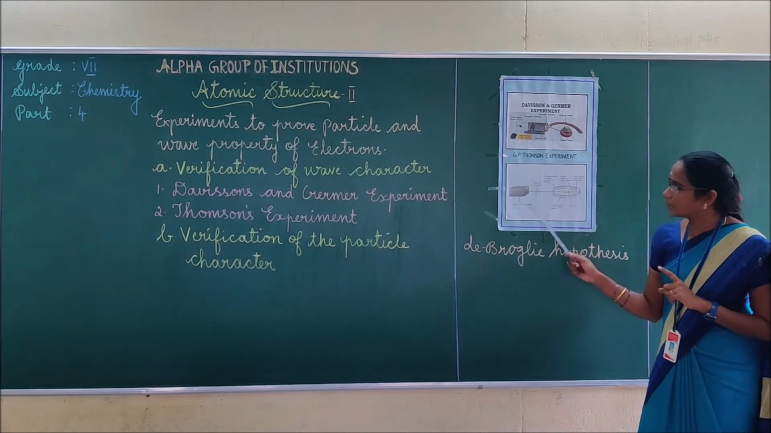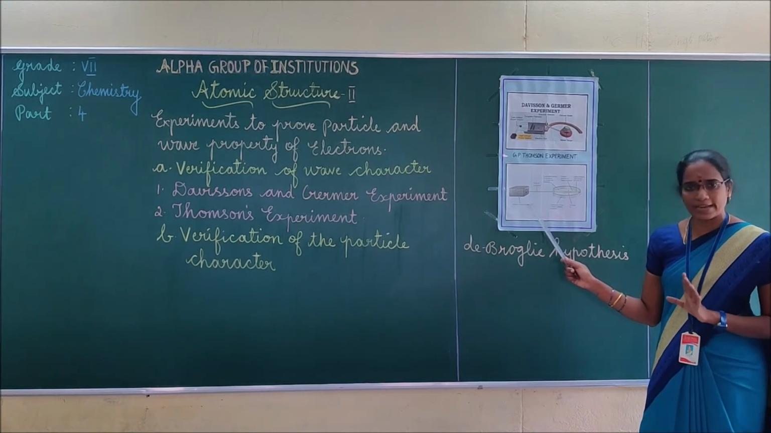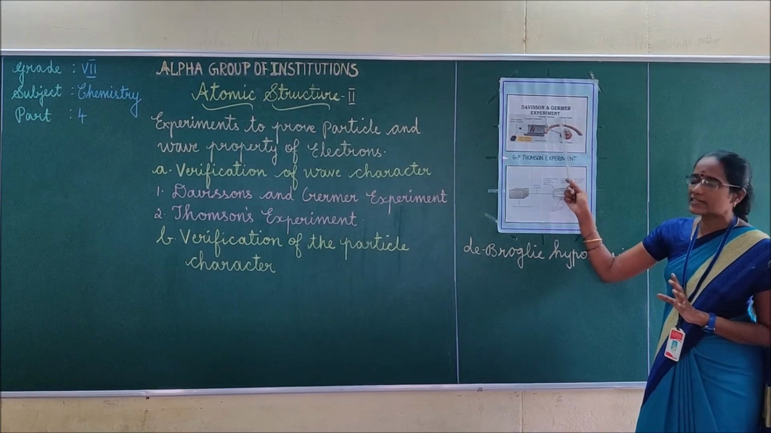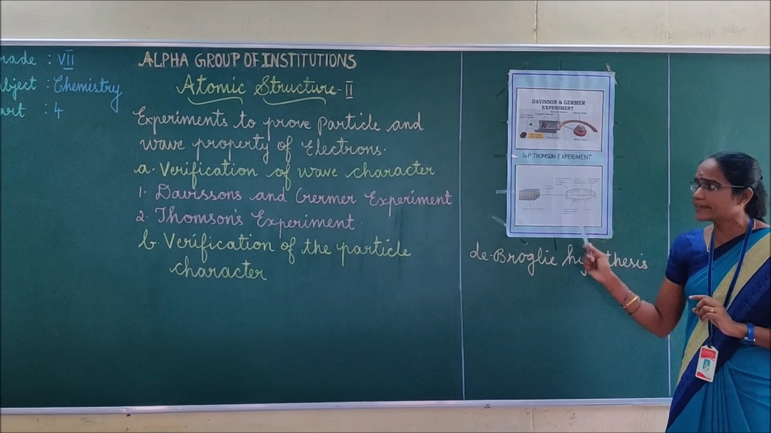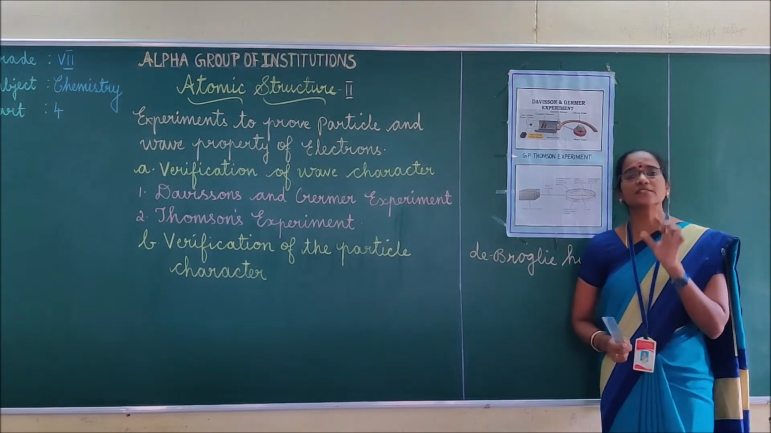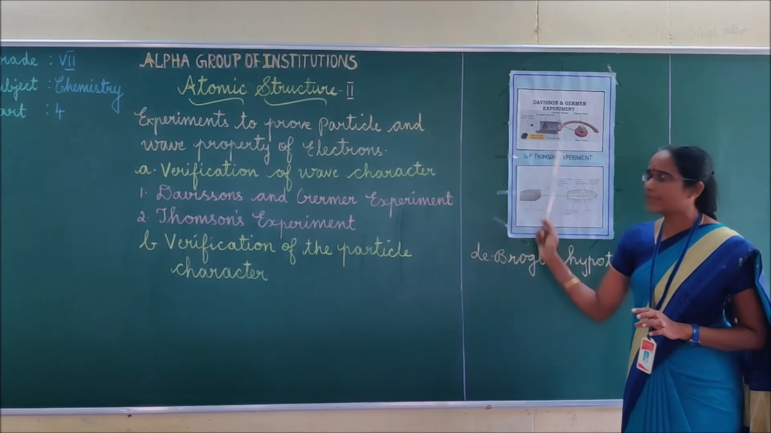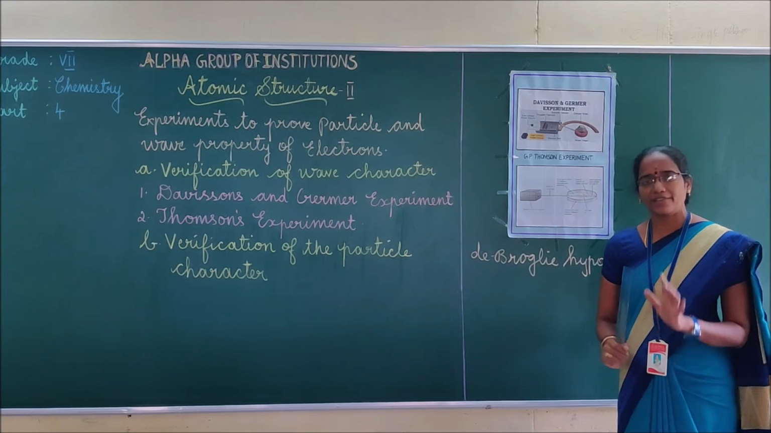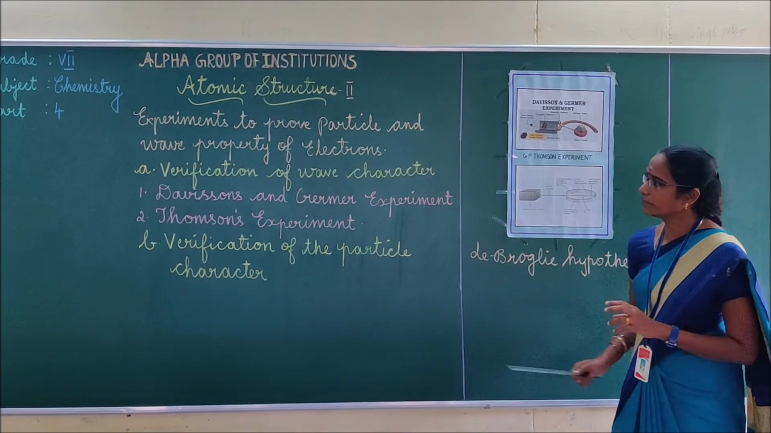So G.P. Thomson's experiment also proves the wave nature of electrons. Both the Davisson and Germer experiment as well as the G.P. Thomson experiment confirm the wave nature of electrons. This is the concept of these two experiments. Understood? Shall we move to the next one?